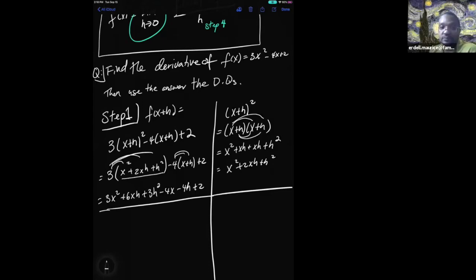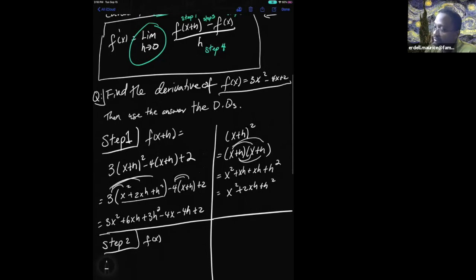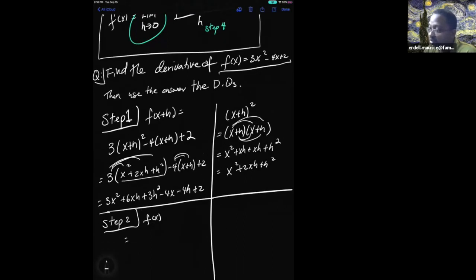The next step, step number 2, is to find f of x. But that's a trick step. I already have f of x. F of x is this right here. So step number 2 doesn't require any work. It is 3x squared minus 4x plus 2. Remember in the previous examples, the difference quotient, you have to plug the number in and work it out. But this right here, step number 2 is no work at all. Isn't that even easier?